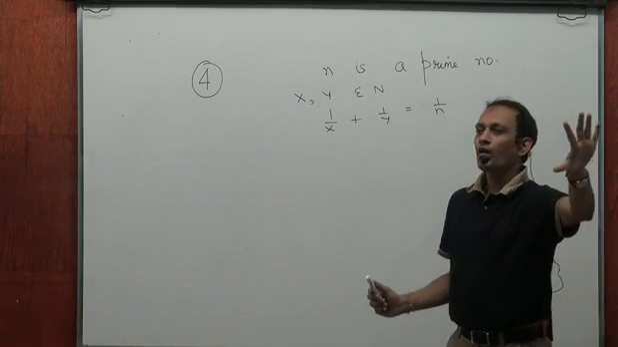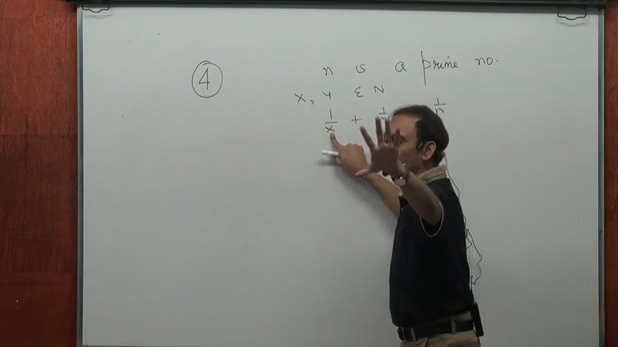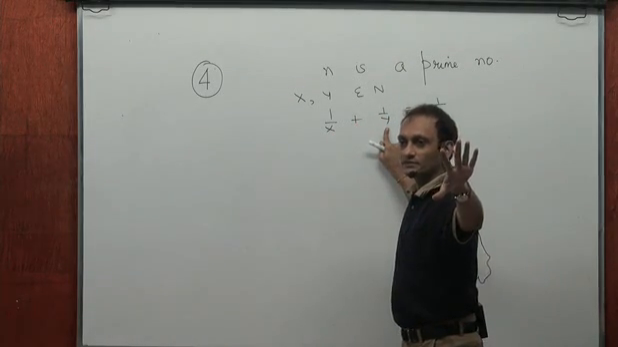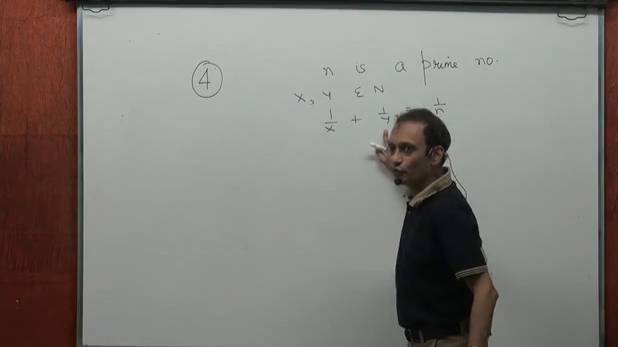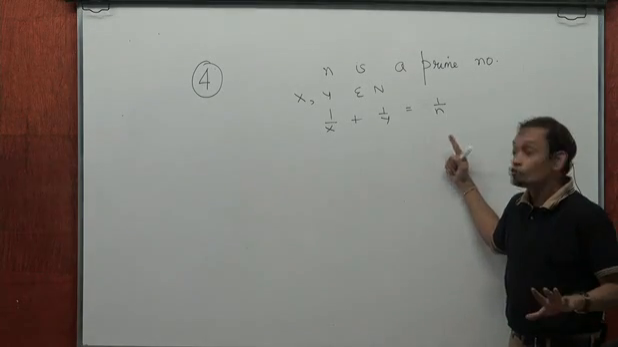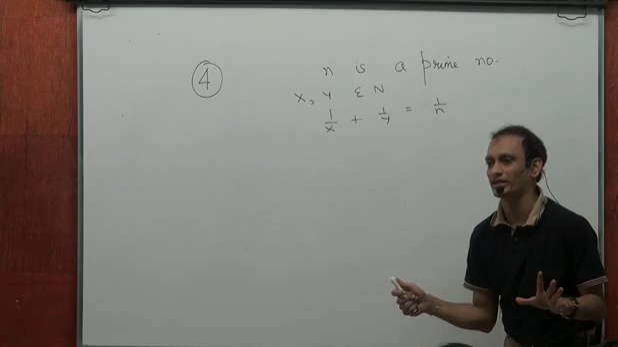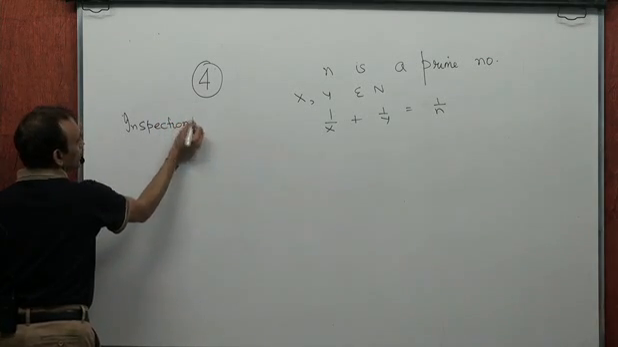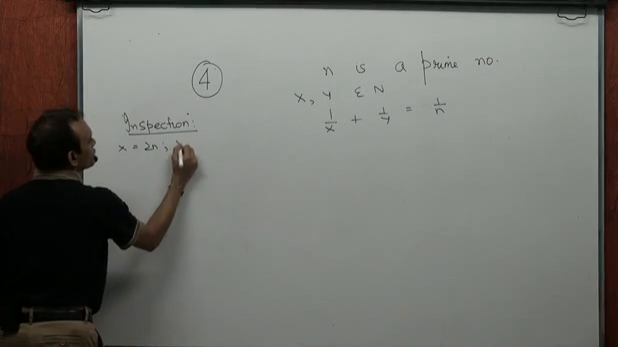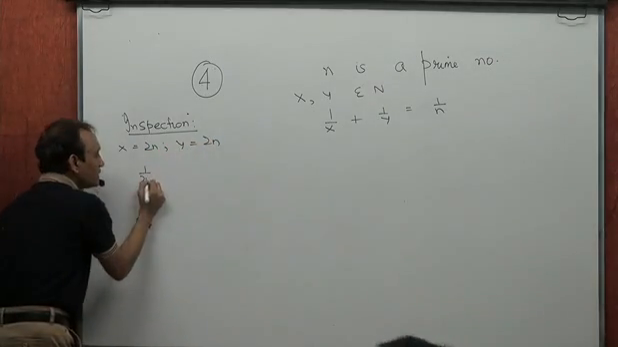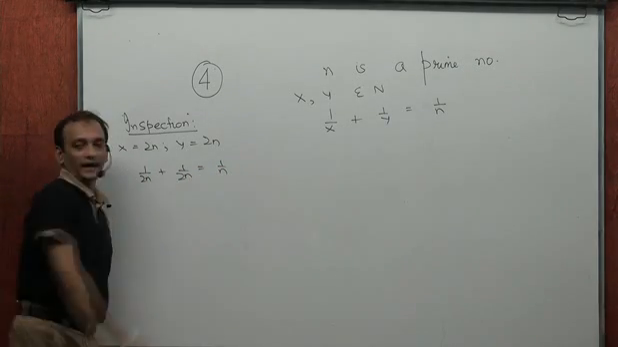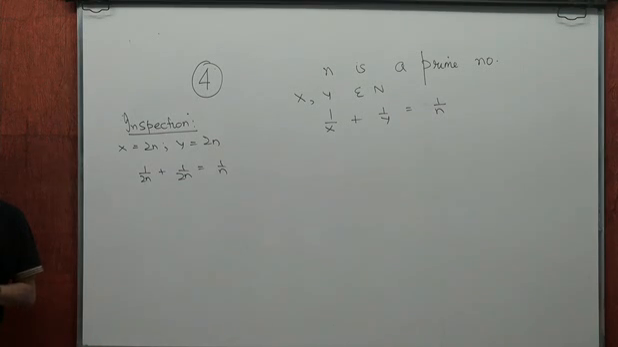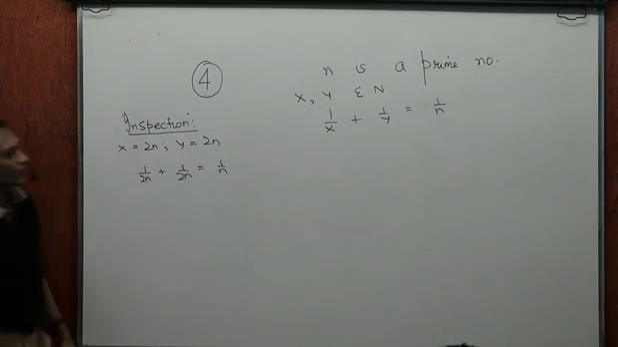By inspection, one pair of x and y could be x equal to 2n, y equal to 2n. See, 1 by 2n plus 1 by 2n would be 2 by 2n, which is 1 by n. So 2n comma 2n is a solution obtained out of inspection, isn't it? But let's see if there is uniqueness about this solution or is there prevalence of other natural number solutions as well. Let's examine this. Clear? Okay.